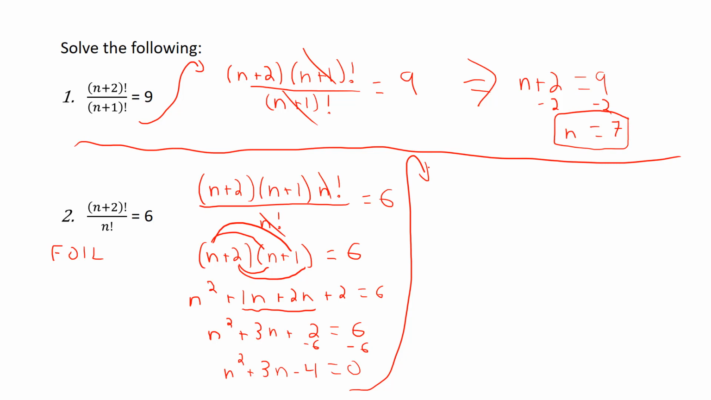That is, we're going to break this down into two binomials. So what we're going to be looking for, I'm just going to write it up here again, n squared plus 3n minus 4 is equal to 0. We're going to be looking for two numbers that multiply to that minus 4, and have a sum of the middle number, which is plus 3. So just take a look at the coefficients.